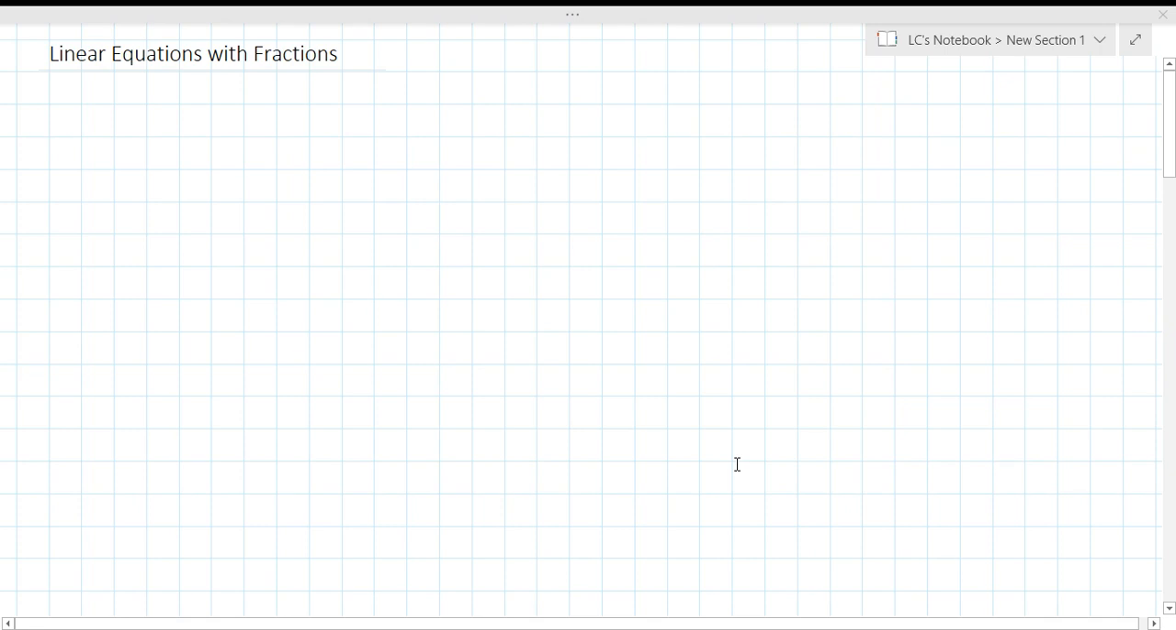Hello everyone, what we're going to be doing today is linear equations with fractions in them. Slightly tricky, but I'm going to go through a few examples with you and hopefully you'll be able to get the gist of what we're looking for in these sorts of equations.